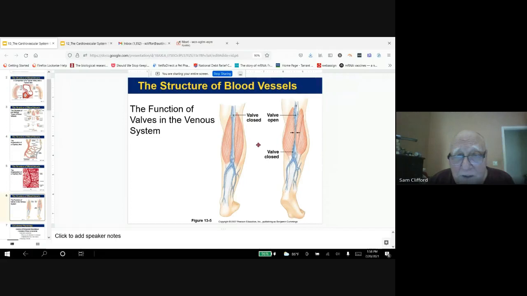Okay, as muscles contract, the veins are compressed. So muscle contraction and the venous valves help make sure blood gets back to the heart by preventing backflow and by responding to muscle contraction.